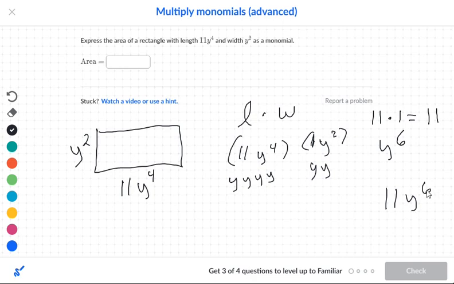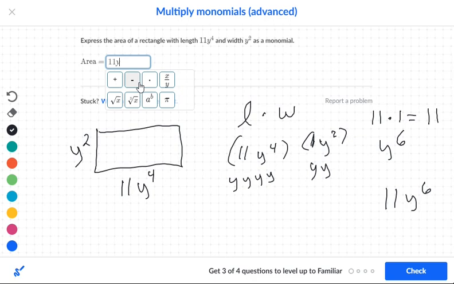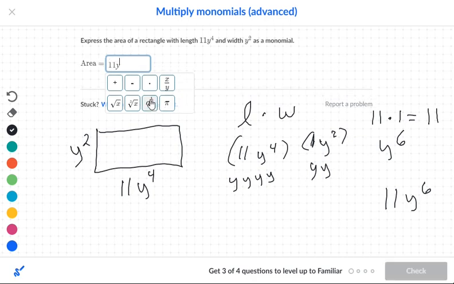So again, you have a rectangle. The formula for the area of a rectangle is multiplying the length times the width. So we want to multiply these two terms together. So I'm going to press in 11. I'm going to press in y. I'm going to press the AB key because I need an exponent here, and put in a 6.